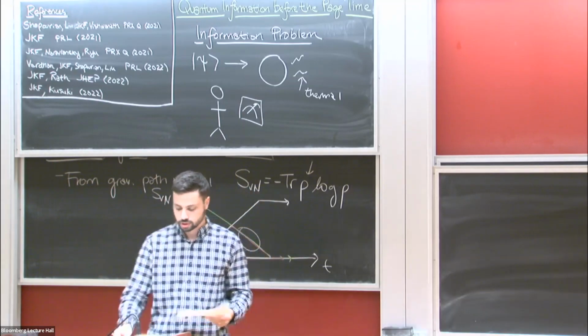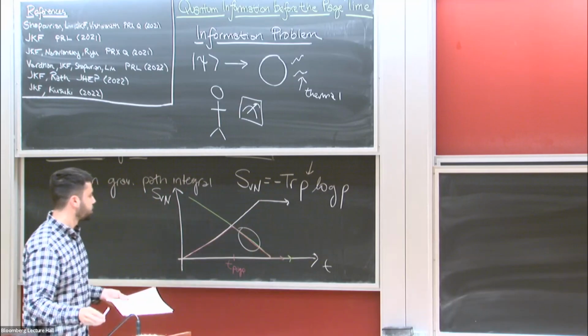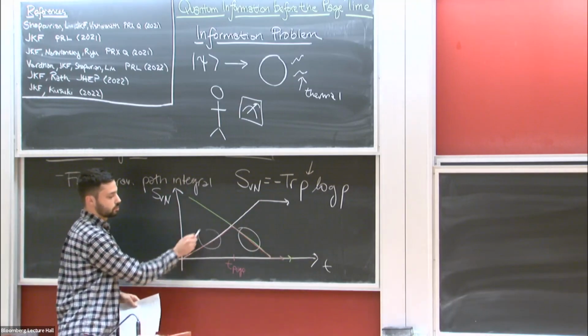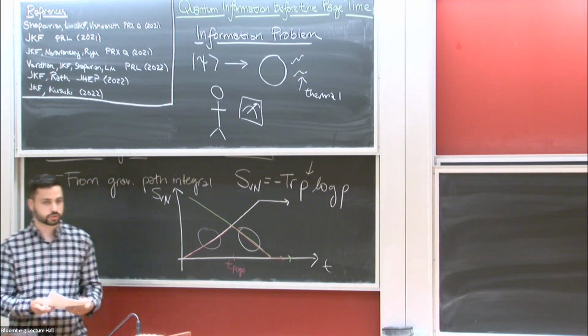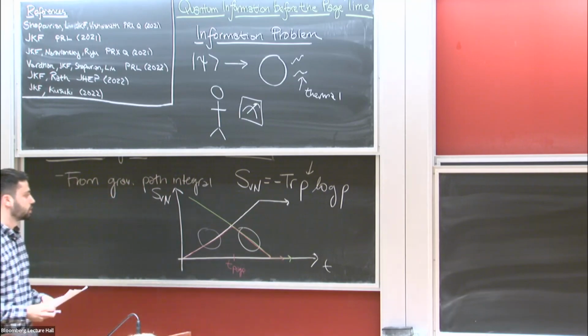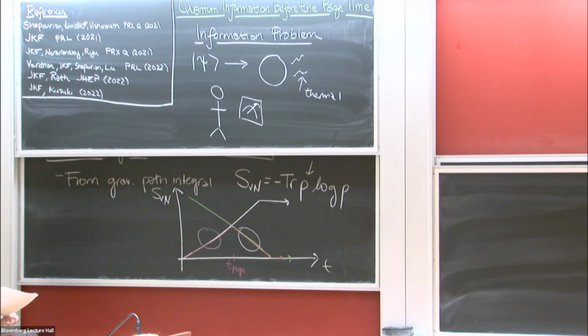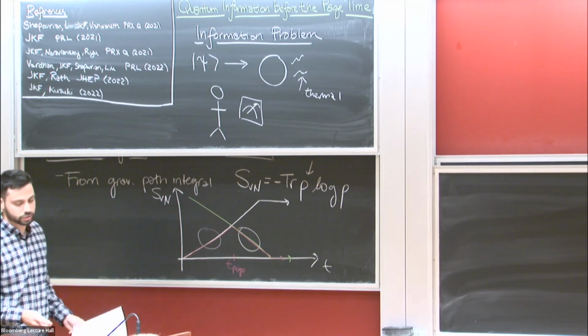So what I'm going to talk about or focus on is actually before the Page time, when it still looks like it would be thermal. And I'm going to describe two ways in which it actually is not thermal before the Page time, and how there is some non-trivial constant information in the state of the radiation.